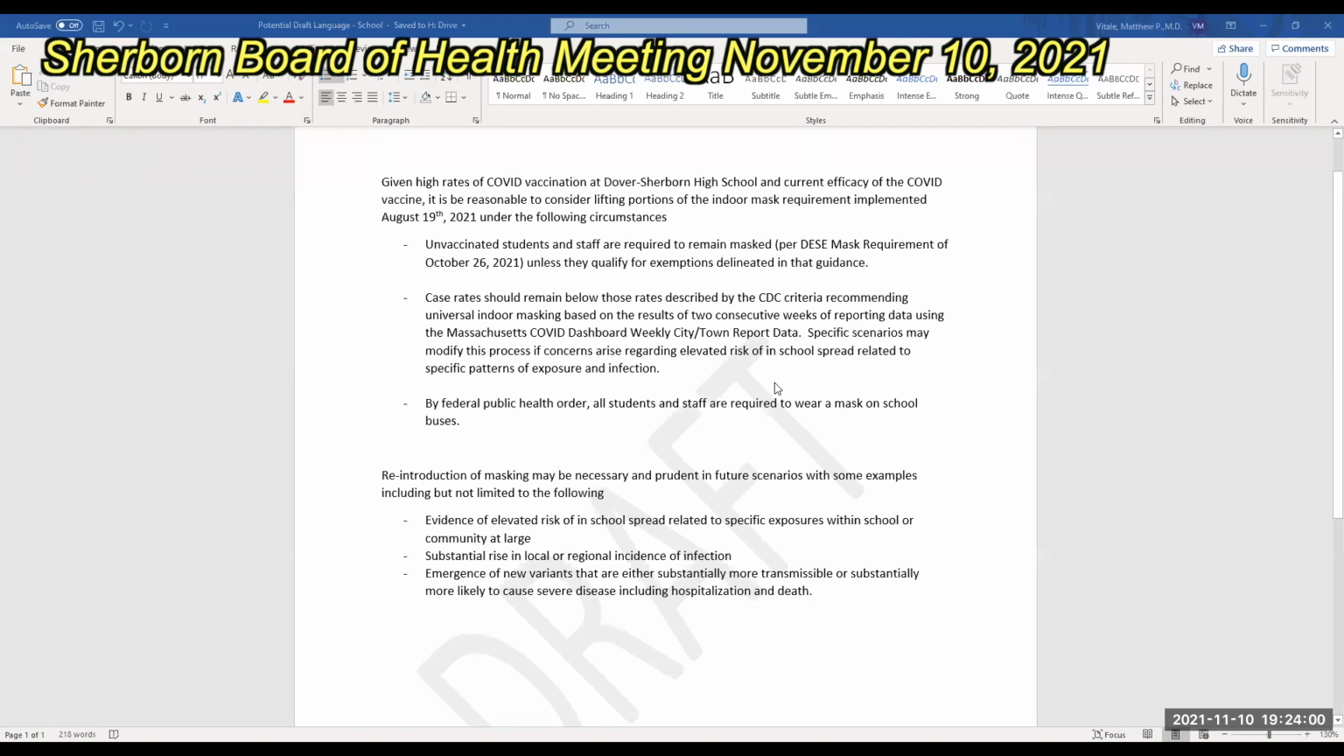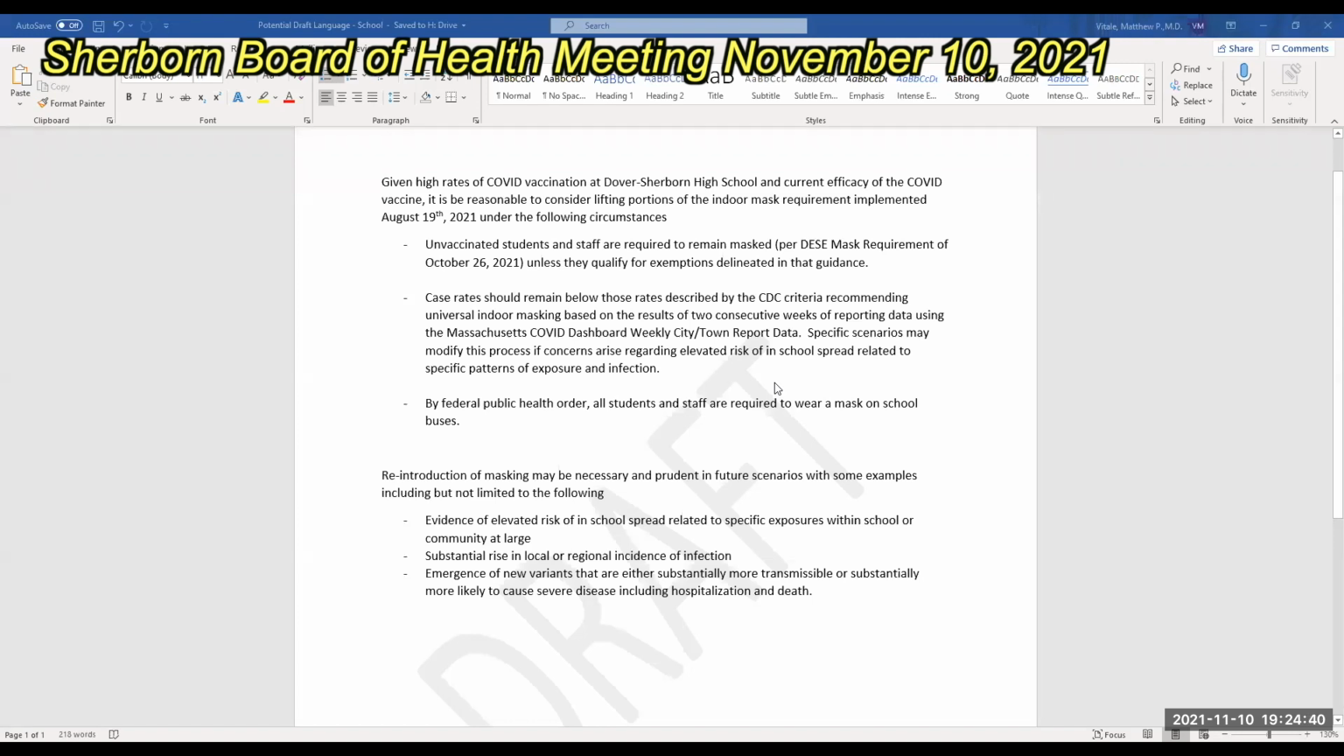Specific scenarios may modify this process if concerns arise regarding elevated risk of in-school spread related to specific patterns of exposure and infection. For this one, we are using 2 weeks of reports, which constitutes 3 weeks of data from that report, with how it's compiled. It's a 2-week span that we're incorporating in the fashion that we're currently reporting it out. To Matt's earlier point, this is slightly above 7 cases as their case rate. We're 1.6 last week. That number staying less than approximately 7 is the current requirement. Should CDC guidance or other regulatory guidance change, this certainly may need to change as well.